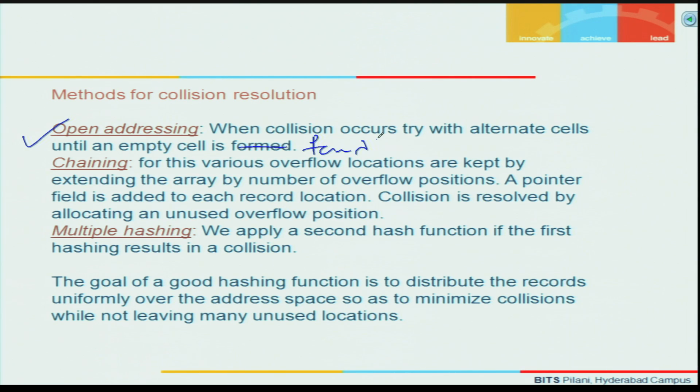The second approach, and the most popular approach, is chaining. For this, various overflow locations are kept by extending the array by a number of overflow positions. A pointer field is added to each record location. Collision is resolved by allocating an unused overflow position in this overflow area. Let us have a look at this example.